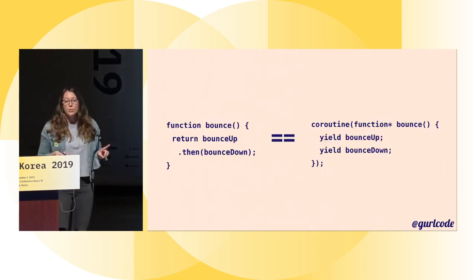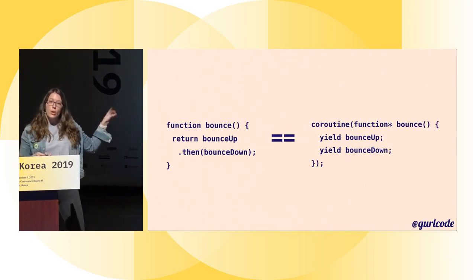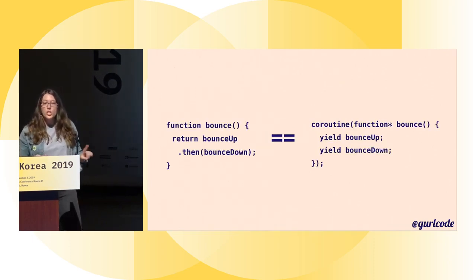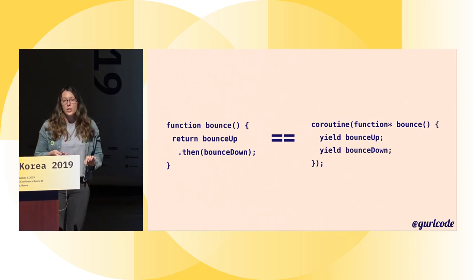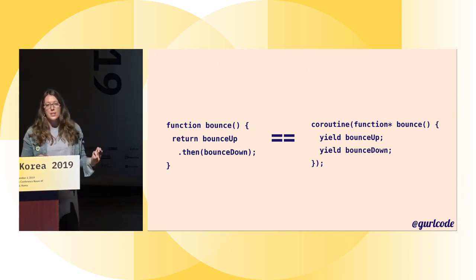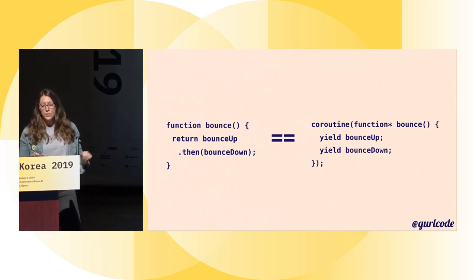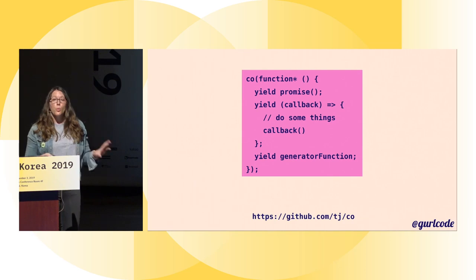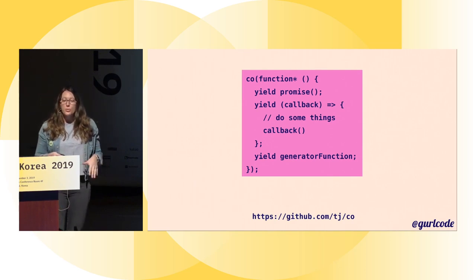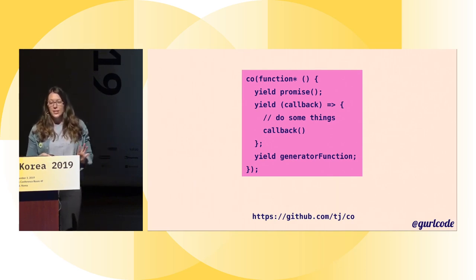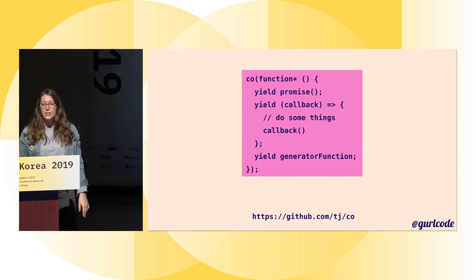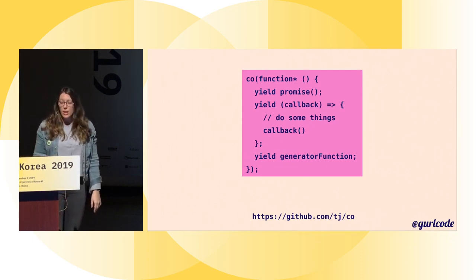So with our amended coroutine, these functions are now equivalent. Previously, we chained promises together for the animation. Now we can yield promises, and our cooperative partner, the coroutine, is going to handle resuming the generator when the promise is resolved. Now, you can do more than yield promises with coroutines. You can yield all sorts of async things, including callback functions. You can also yield generators themselves.